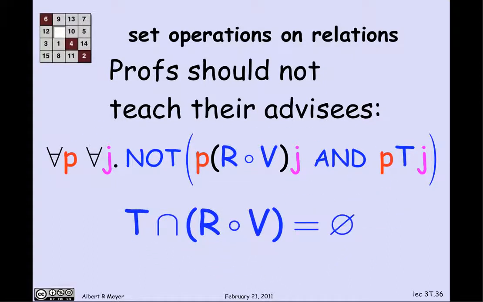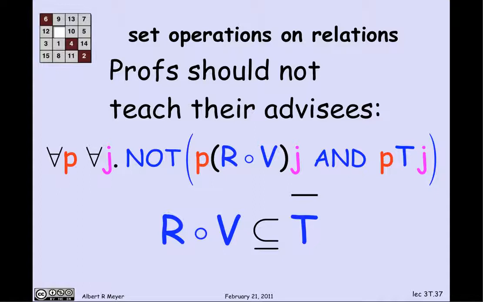I could just say that T, the relationship of teaching, intersected with the relationship of has an advisee in the subject, R∘V, is empty. There is no pair of professor and subject that is in both T and in R∘V. And this bottom expression gives you a sense of the concise way that you can express queries and assertions about the database using a combination of relational operators and set operators.